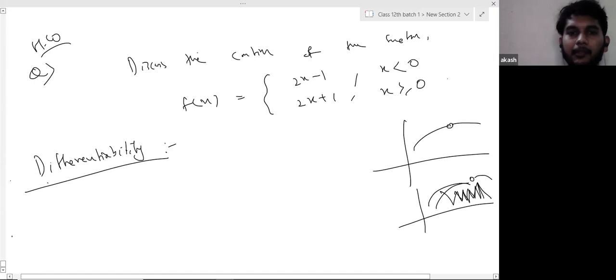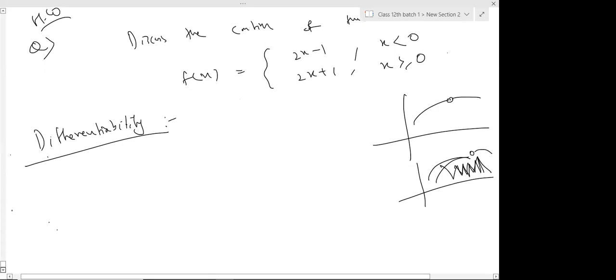Is this a bit clear? What is differentiable and not? Yes or no? Yes, sir.